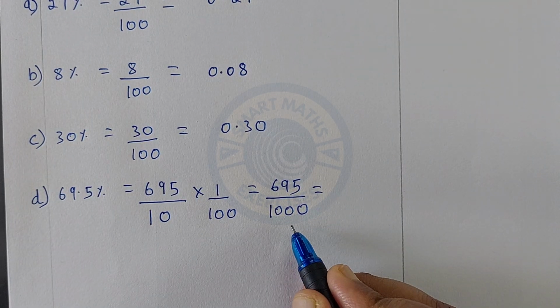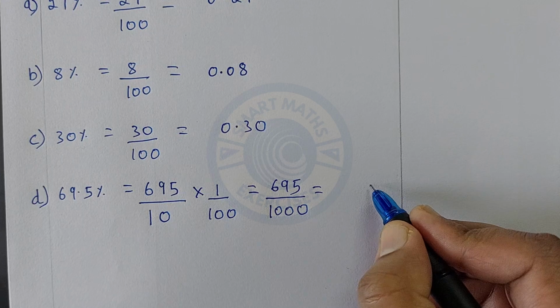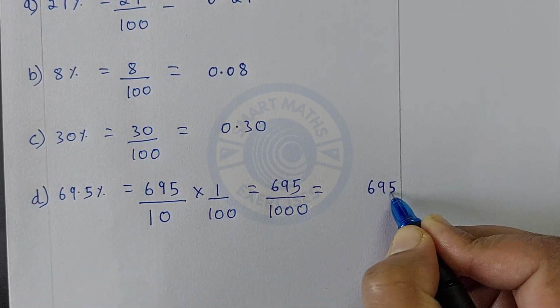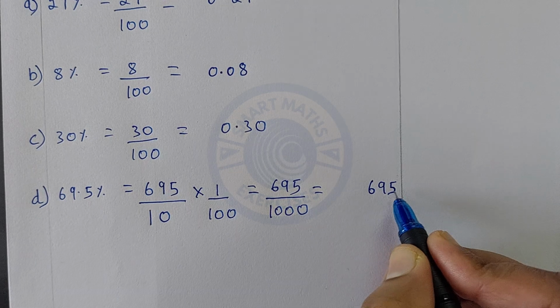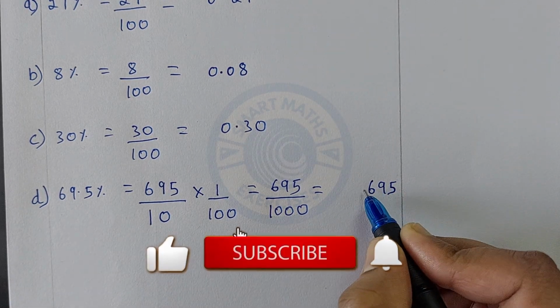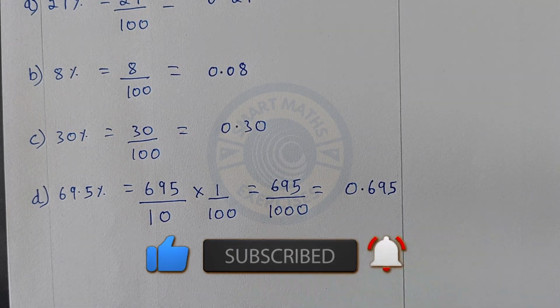Now convert this fraction into decimal. Write 695 towards the right hand side and see there are three zeros here. So 1, 2, 3, put a point, add a 0. Answer is 0.695.